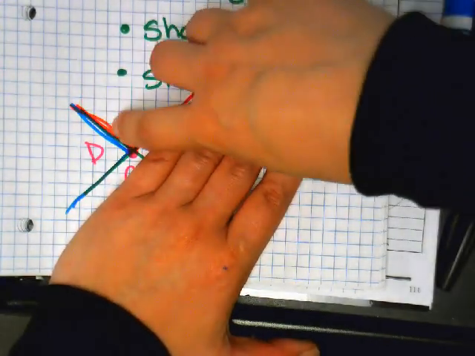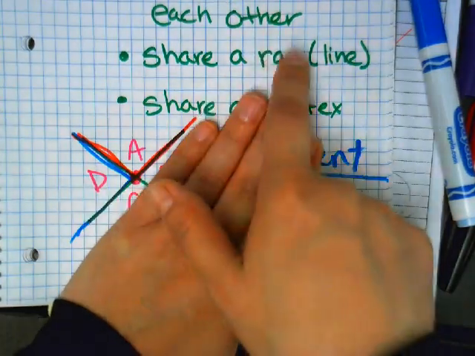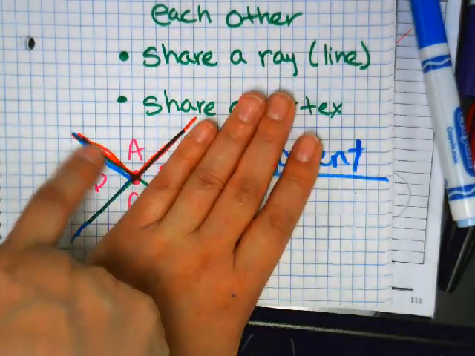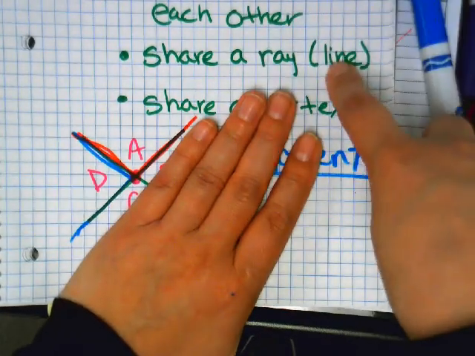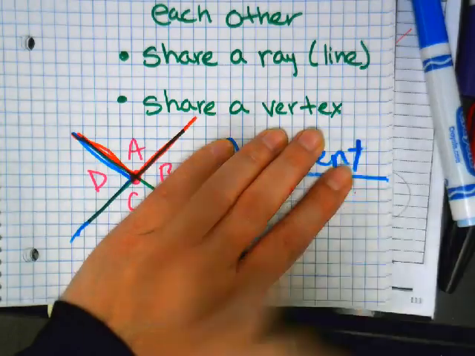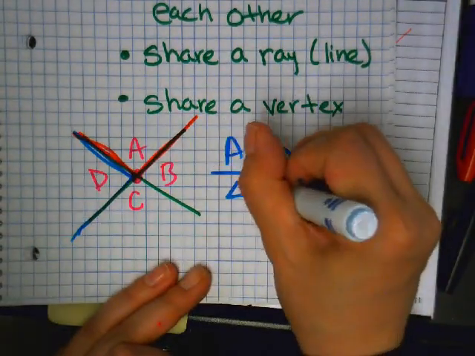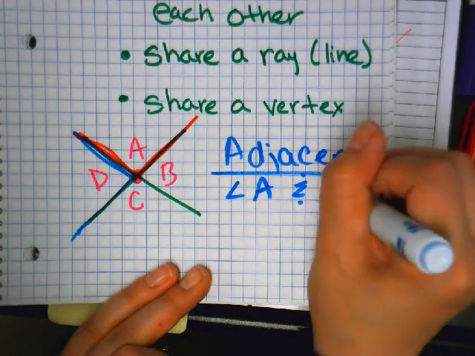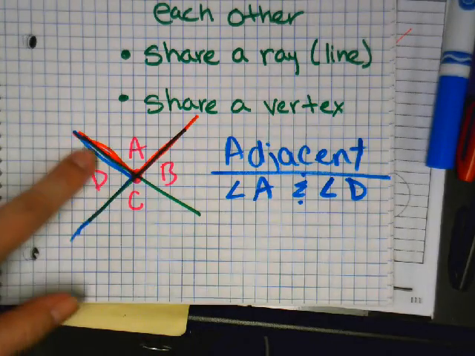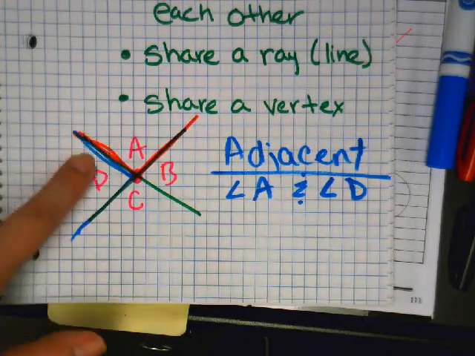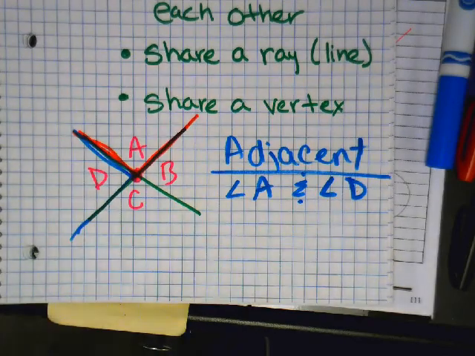Did I use the line twice? This one, right? Yes. That means that they share a ray or line. They share this line, right? So are they next to each other? Yes. Do they share a ray? Yes. Do they share a vertex? Yes. So Jaden was correct in telling me angle A and angle D are adjacent. They're next to each other. They share this line, so write that down. They share a line, they share a dot, and they're literally next to each other.